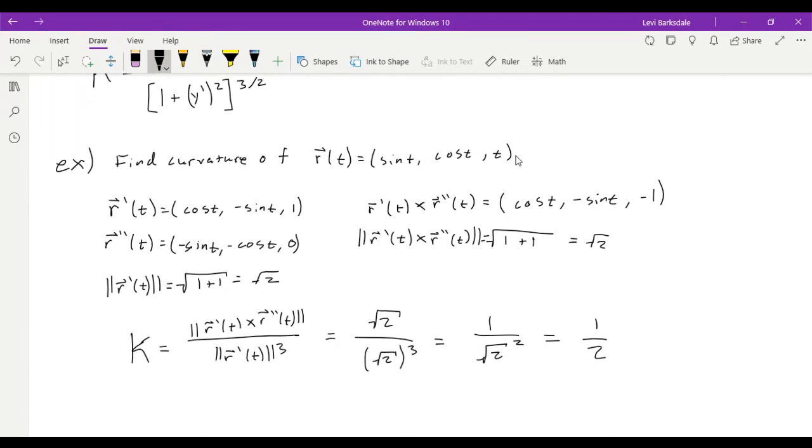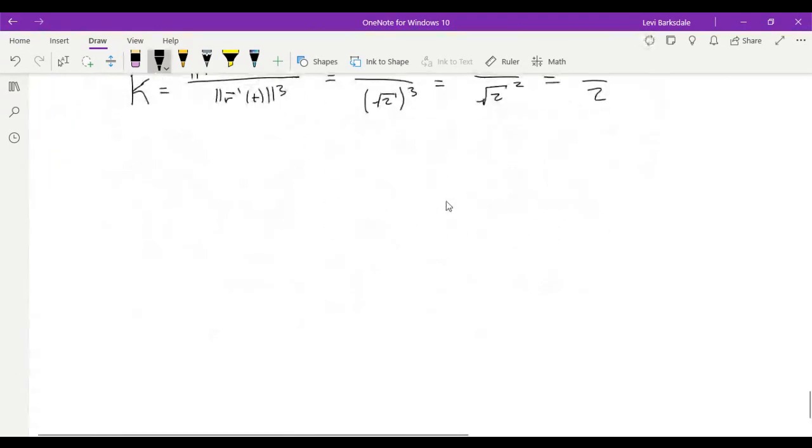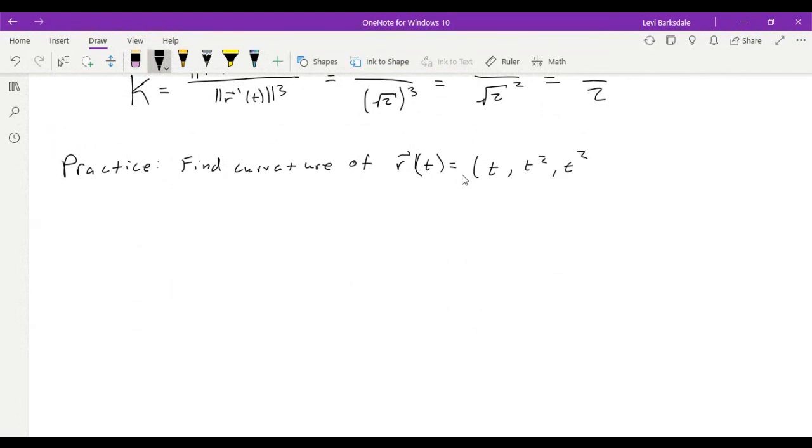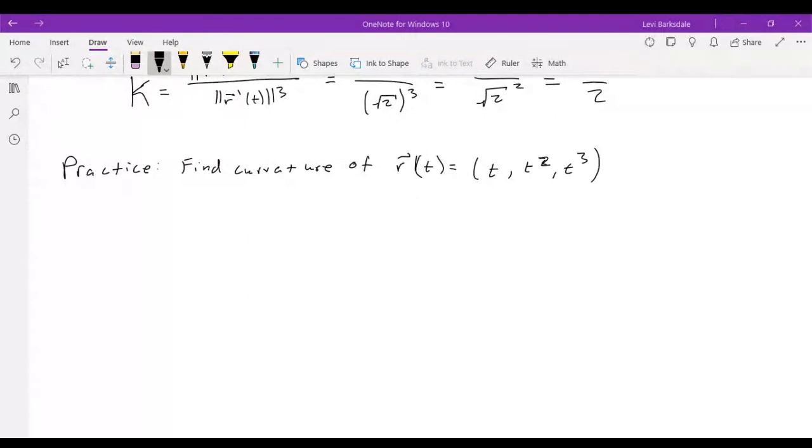All right. I'll go ahead and give you one practice problem, and then we'll call it from there. Find the curvature of r of t equals t, t squared, t cubed. I'll give you a couple minutes to do that.